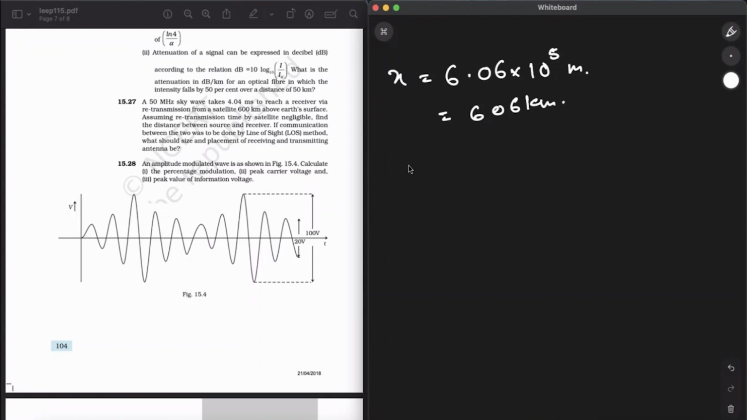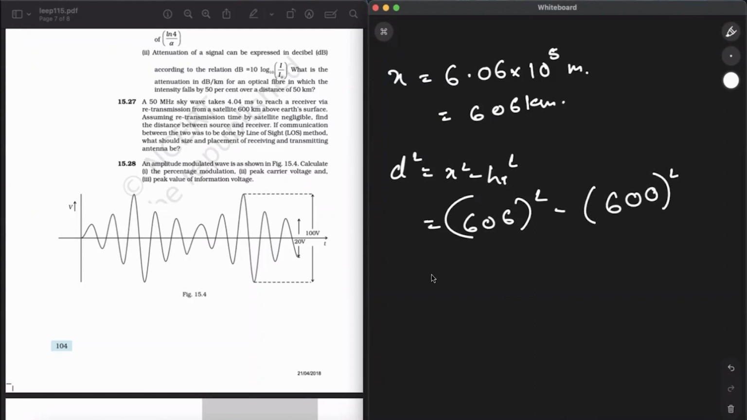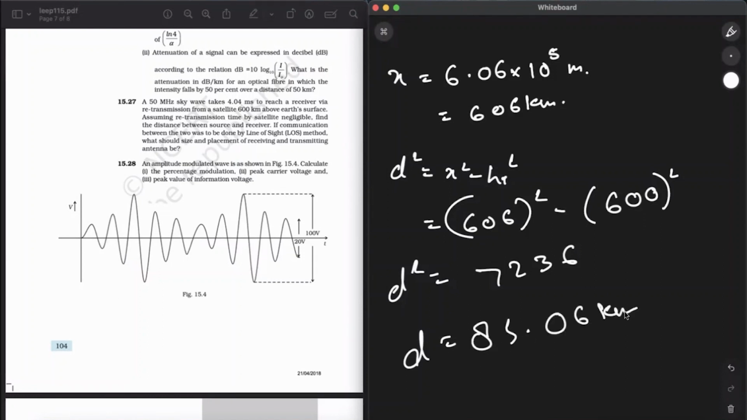Now the diagram that I drew for you, d square is equal to x square minus ht the whole square. 606 square minus ht, how much is it? 600 kilometers, so 606 minus 600 whole square. That will be how much? That will be 606 square minus 600 square, which is 7236. 7236 will be d square, or d will be under root of 7236, which is 85.06. So this is the distance that it will travel.